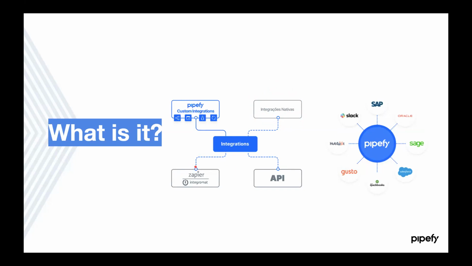The third way is to use an iPaaS solution. iPaaS is integration platform as a service, such as Zapier, Integromat, DGB, and other players all around the world, like Tray.io, Dell Boomi, and others.